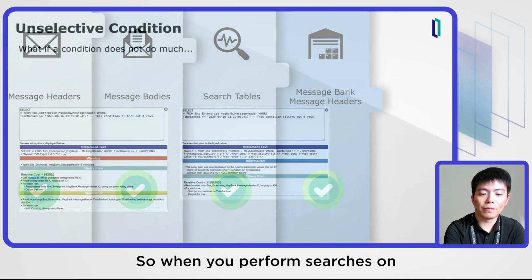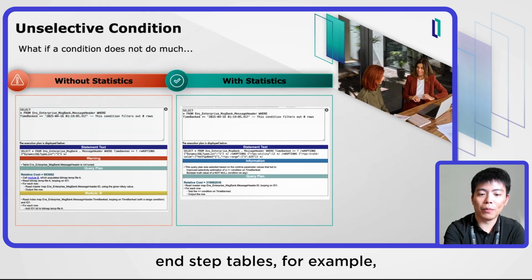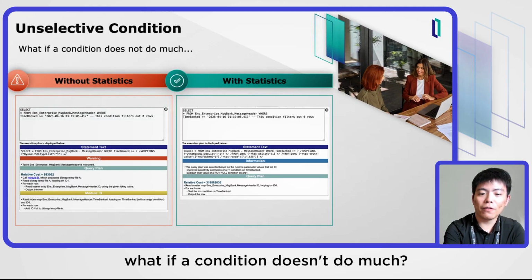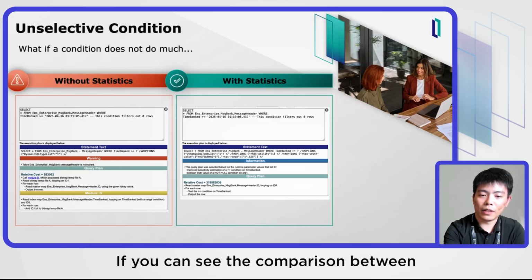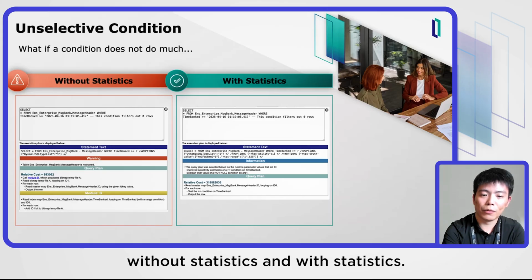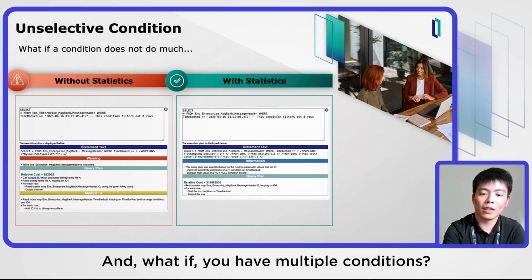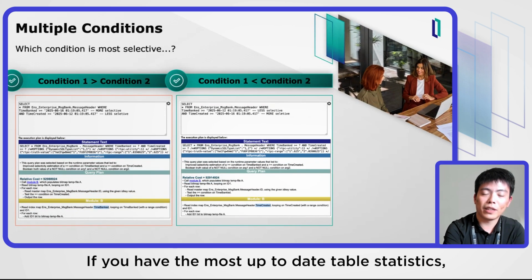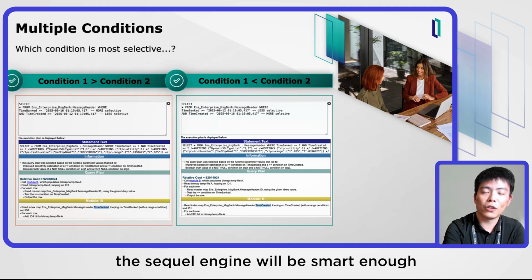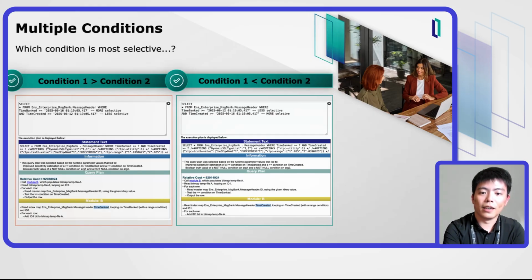So when you perform searches on these tables, for example, what if a condition doesn't do much? The SQL engine will be smart enough to ignore the not so helpful condition, as you can see in the comparison between without statistics and with statistics. And what if you have multiple conditions? One of them could be more active than the others. If you have the most up-to-date table statistics, the SQL engine will be smart enough to figure out which one to prioritize. Thank you for your attention.